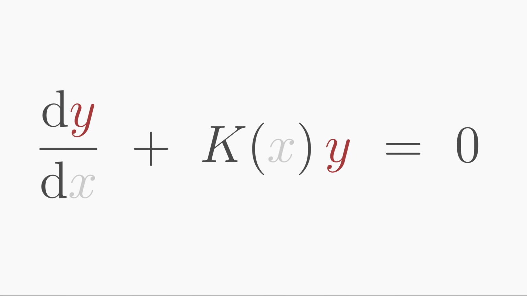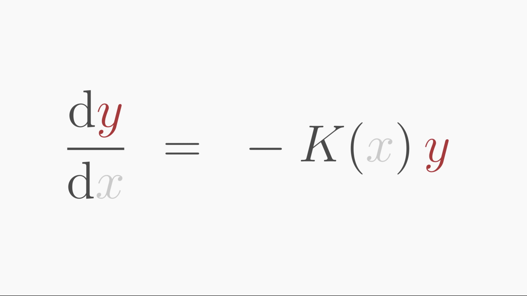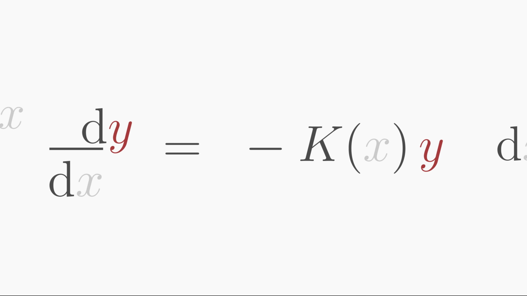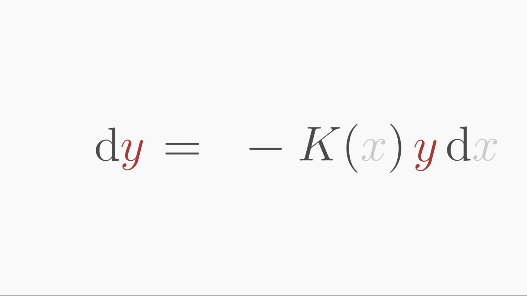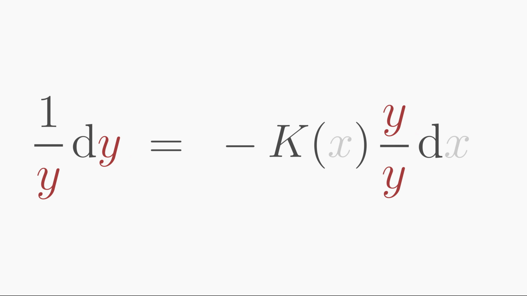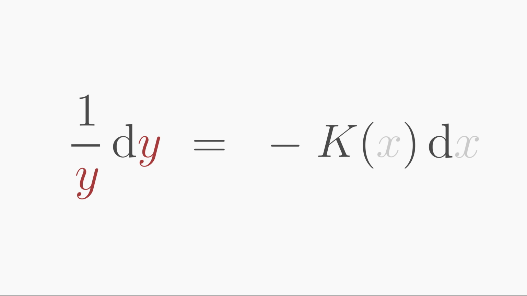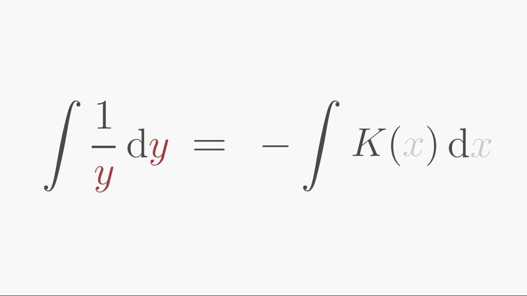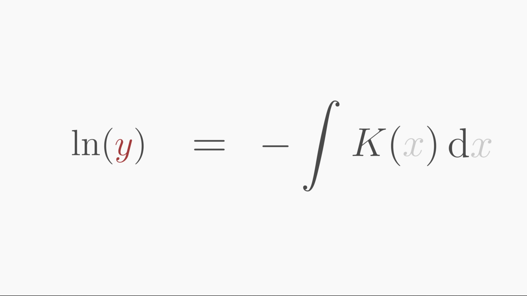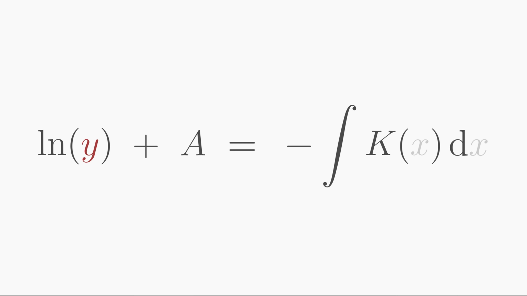Bring k times y to the right-hand side. Multiply the equation by dx and then divide the equation by y. This way you have only y dependence on the left side and only x dependence on the right side. Now you can integrate over y on the left-hand side and over x on the right-hand side. Integrating 1 over y gives the natural logarithm of y. Also, don't forget the integration constant. Let's call it a, for example.